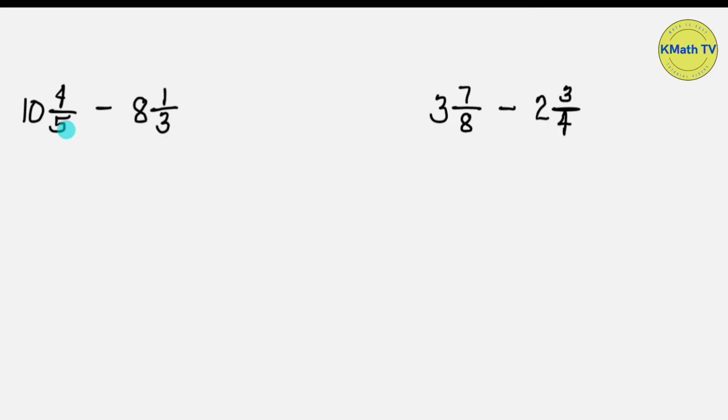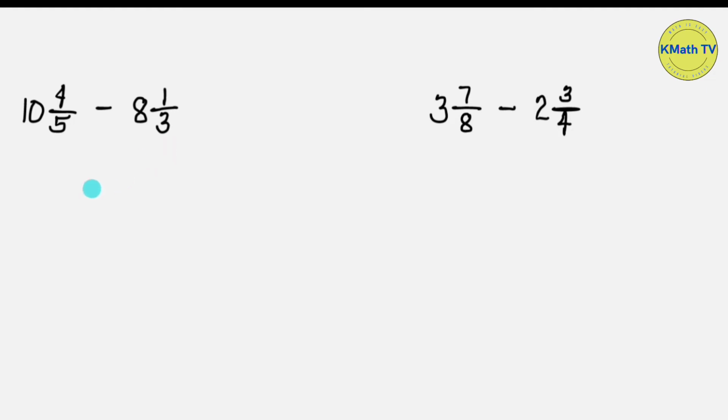The denominators are 5 and 3. 5 and 3 are both prime numbers. That means they don't have other common factor aside from 1. So, we can easily find the least common denominator by multiplying the numbers. If we multiply 5 times 3, the product is 15. Therefore, the least common denominator or LCD is 15.